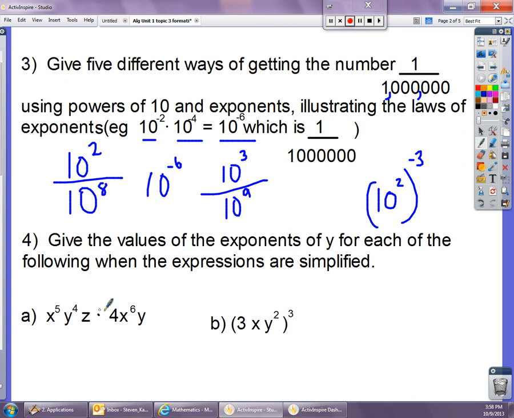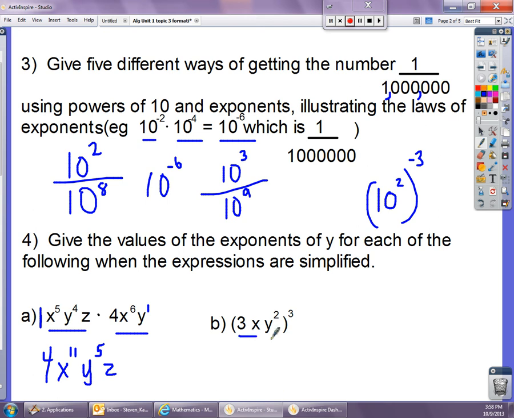Give the values of the exponents for y of each of the following when the expressions are simplified. So if I multiply this times this, it's 4 times the number in front, which is just a 1, because you don't see anything. So that's 4. And now that you're multiplying x to the 5th times x to the 6th, you can just add the exponents. You get x to the 11th. And y to the 4th times y, which is y to the 1st, gets you y to the 5th. And there's nothing to multiply z, so just leave the z, and there's your final answer.